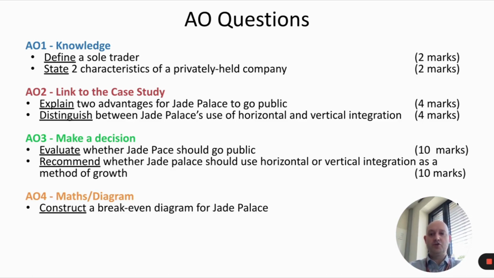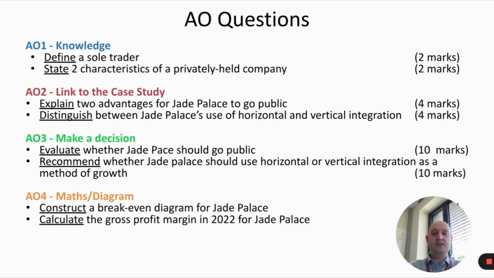AO4, maybe you would construct a break-even diagram for J Palace. Now you may or may not have done break-even diagrams, but that's one of the AO4 diagrams in the syllabus. And then in finance, maybe calculate the gross profit margin in 2022 for J Palace. And beneath my head, it says 4 marks.